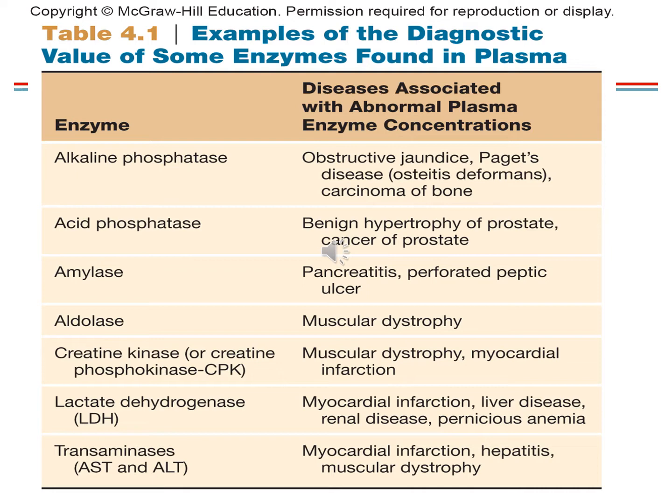Aldolase is another enzyme helping in the diagnosis of muscular dystrophy, or lactate dehydrogenase, which is used to diagnose a myocardial infarction, liver disease, renal disease, pernicious anemia, and similar diseases. So the levels of certain enzymes help to diagnose certain diseases.